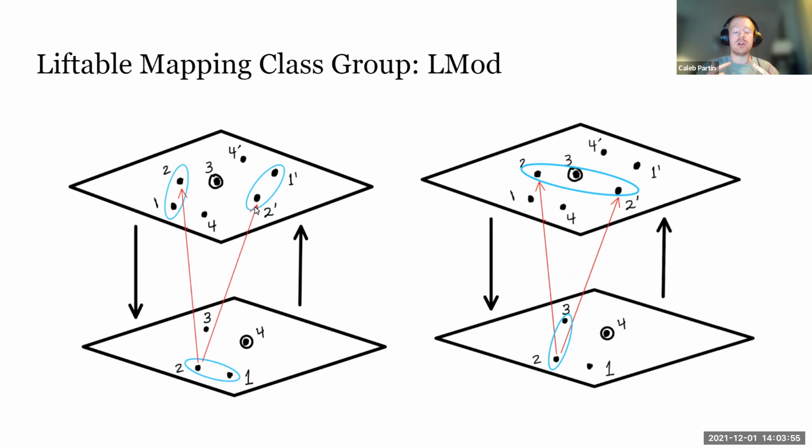A liftable homeomorphism is one that either fixes all pairs of points or swaps all pairs of points, such as the one on the left. The map on the right side is an example of something that swaps some points and fixes others, so it's not liftable. Liftability is preserved under composition and isotopy, so we can define the liftable mapping class group, or LMod, as a subgroup of the pure mapping class group, PMod, that consists of liftable mapping classes.